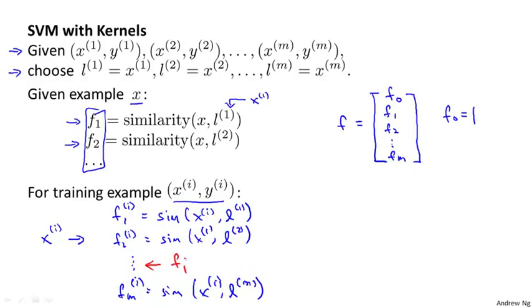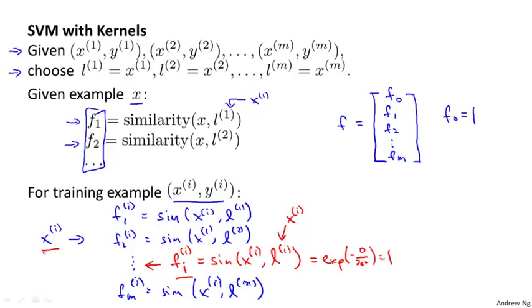Somewhere in the middle of this list, at the i-th component, I will actually have a feature component f subscript i, which is going to be the similarity between x and Li, where Li is equal to xi. And so fii is just going to be the similarity between x and itself. If you're using the Gaussian kernel, this is e to the minus 0 over 2 sigma squared, which will be equal to 1. And that's okay. So one of my features for this training example is going to be equal to 1.